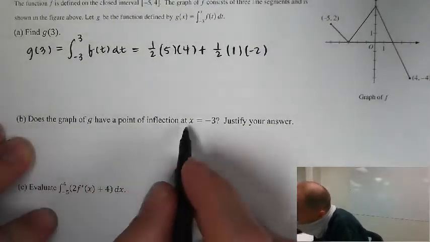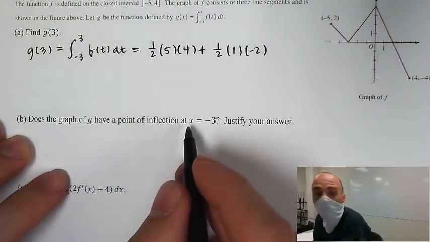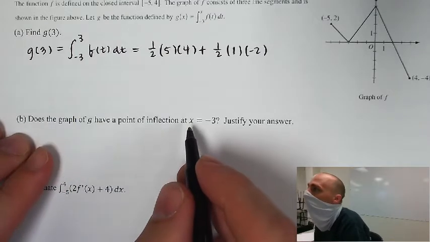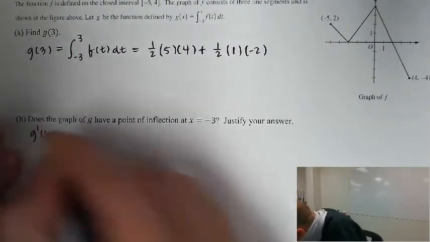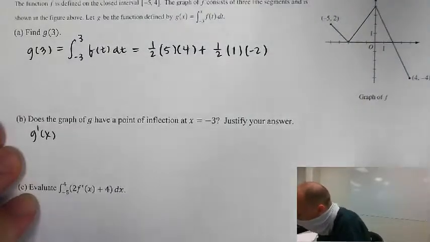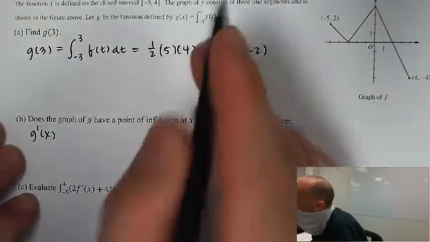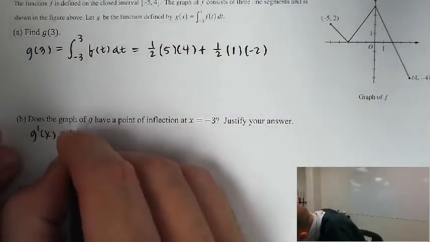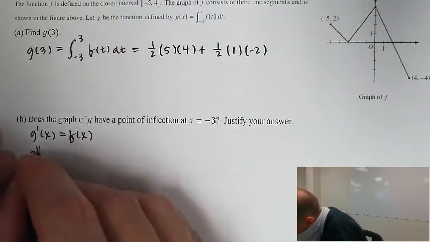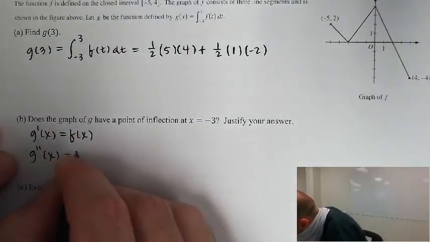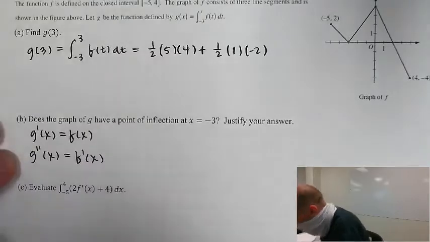Does the graph of g have a point of inflection? Well, the graph of g will have a point of inflection anytime g double prime changes signs. Okay. Well, g prime of x, I haven't mentioned this yet. I haven't needed it yet. I know that g prime is equal to f, so I'm going to clearly write that here. And since we're going to talk about the inflection points of g, I might as well talk about the fact that g double prime of x equals f prime of x.